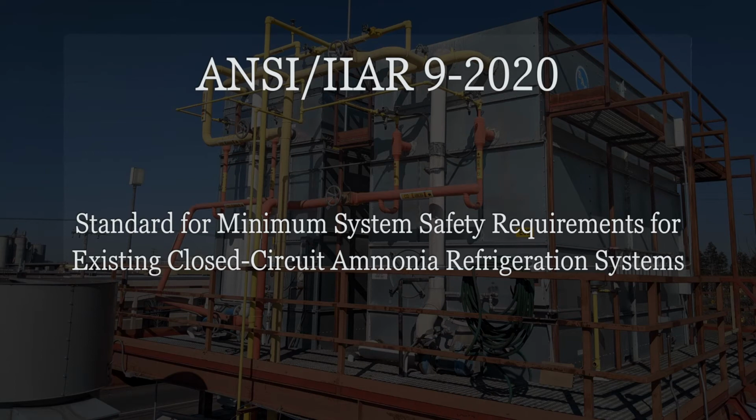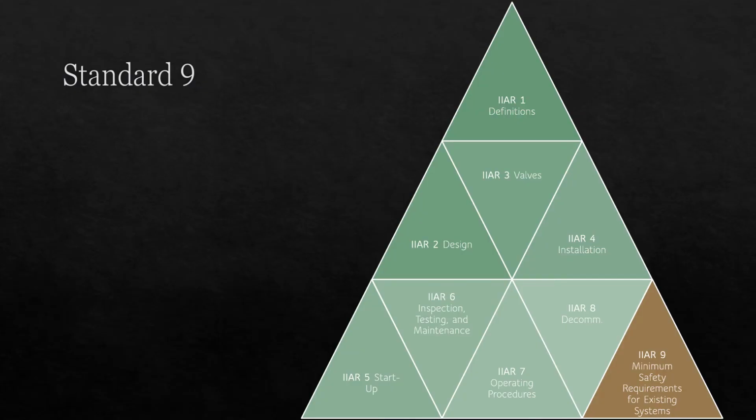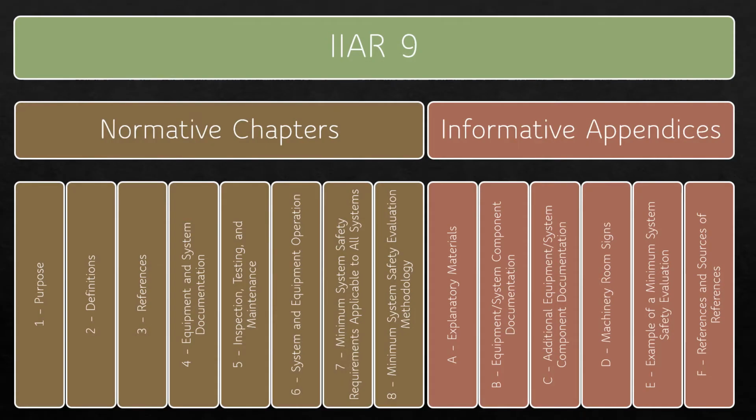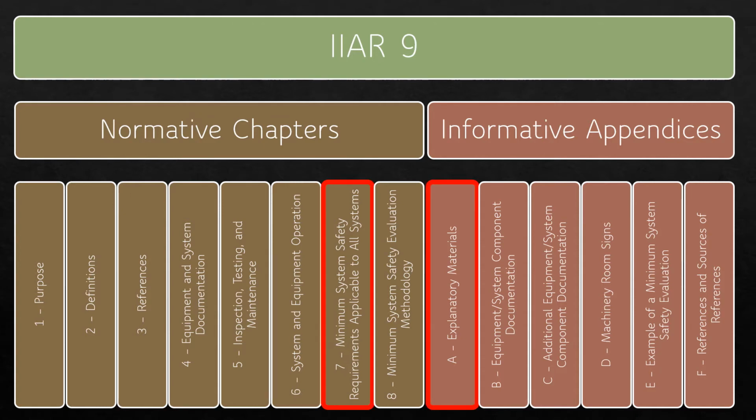This short video will look at some of the requirements of IIAR Standard 9, Chapter 7. Before studying Chapter 7, let's consider the big picture. First of all, the title of Standard 9 is Standard for Minimum System Safety Requirements for Existing Closed-Circuit Ammonia Refrigeration Systems. Standard 9 contains 8 normative chapters and 6 appendices. In this video, we'll examine the normative content in Chapter 7 and explanatory material in Appendix A.